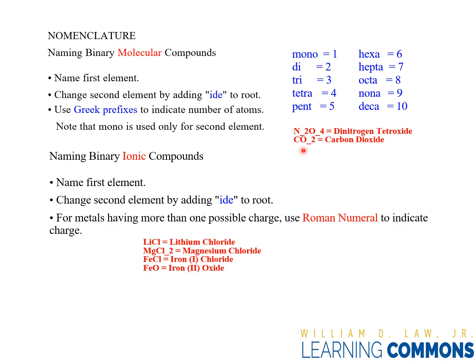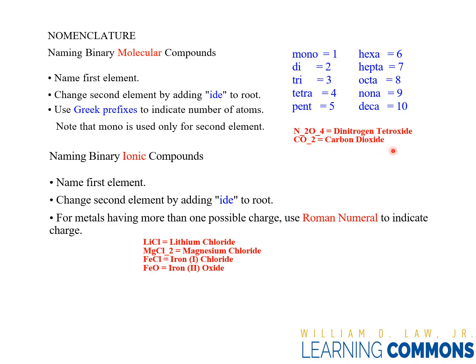If you see, I keep the carbon the same from the periodic table, but I add 2 here, because we have 2 oxygen. I use di, but for oxygen I change it to oxide. Like I change the suffix to IDE. I say carbon dioxide.